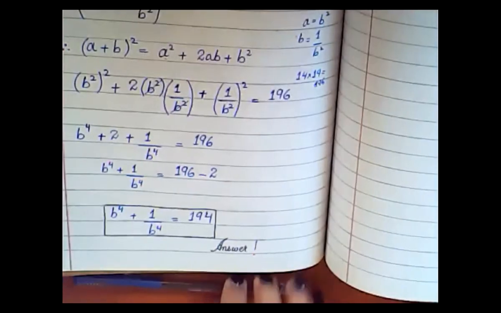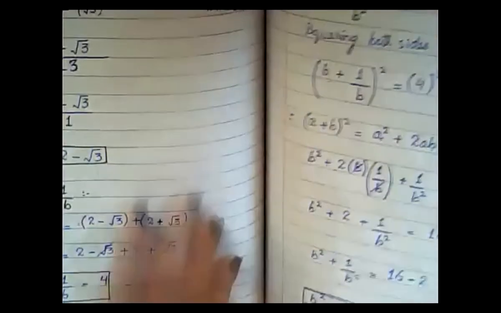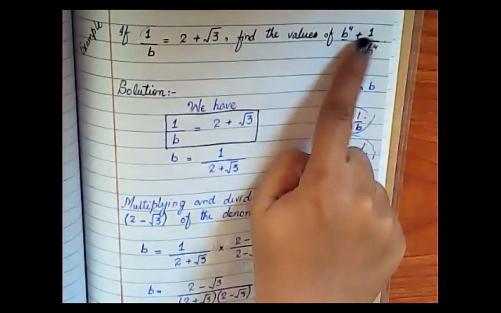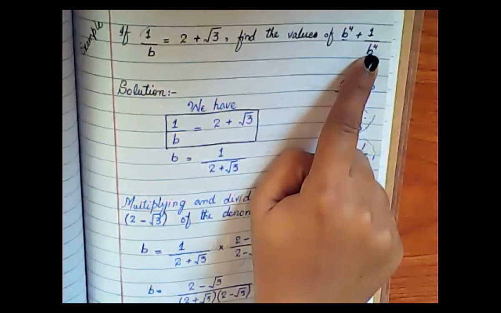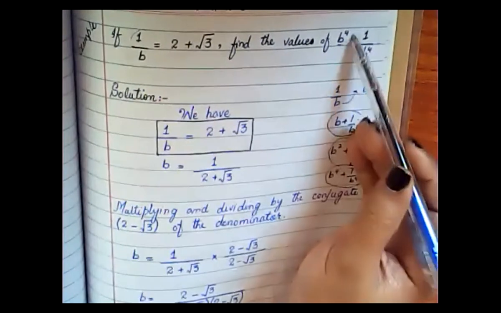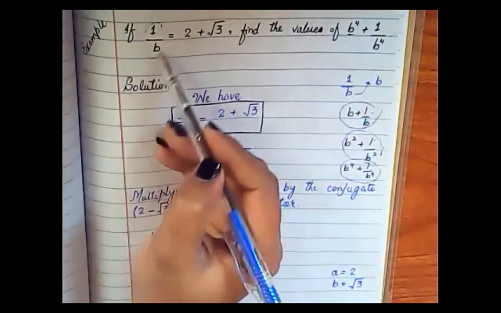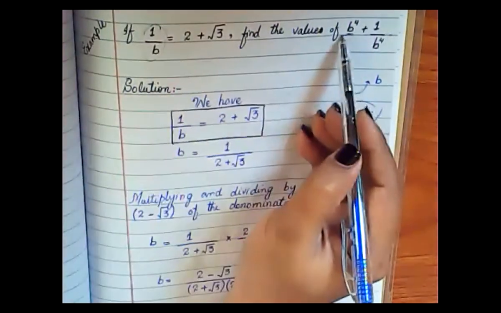I'm just going to show you the steps. Okay, what will be the steps? How will you start? Since you have to find out the value of b4 plus 1 upon b4, for this 1 upon b is given to you but not b.